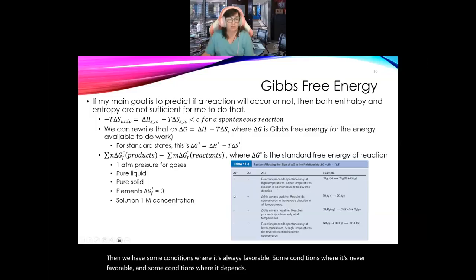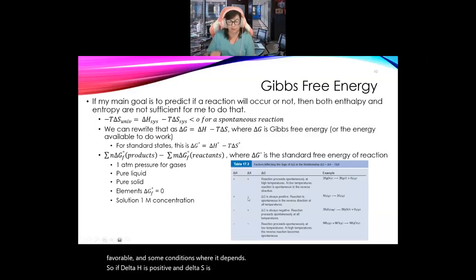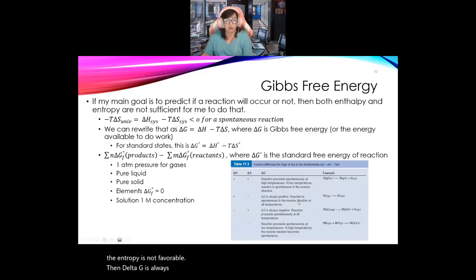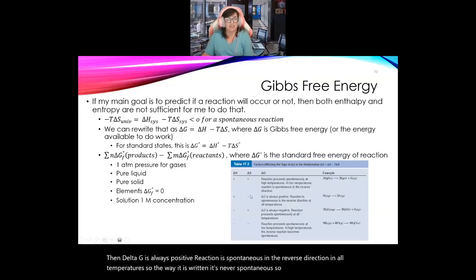So if delta H is positive and delta S is negative, so it's endothermic, I have to put energy in, and the entropy is not favorable, then delta G is always positive. The reaction is spontaneous in the reverse direction at all temperatures. So the way that it's written, it's never spontaneous.